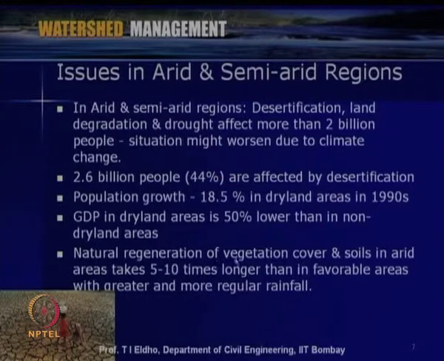Now, the natural regeneration of vegetation cover and soils in arid areas takes 5 to 10 times longer than in favorable areas with greater and more regular rainfall. So when we compare the arid regions and non-arid regions, we have already seen the GDP. Similarly, when we are trying to regenerate the vegetation, or intervening through watershed management practices, we have to put in more effort and wait a long time to see the effects. About 5 to 10 times longer than in favorable areas with greater and more regular rainfall. So these are the main issues as far as watershed management is concerned in arid and semi-arid regions.